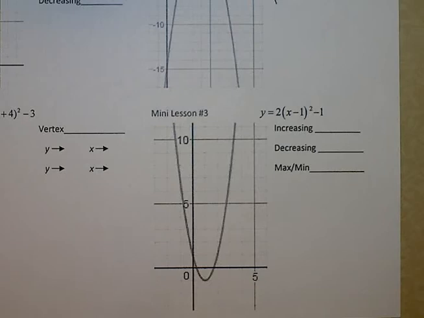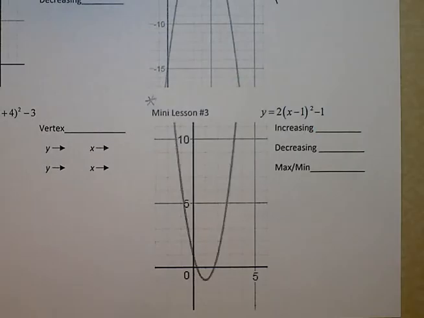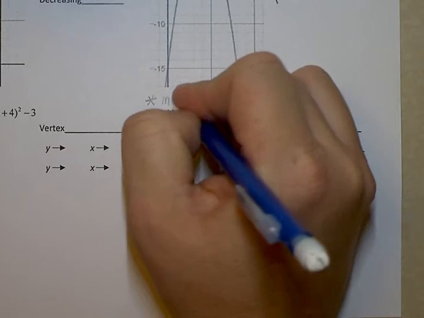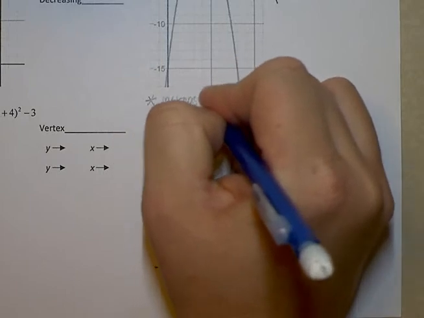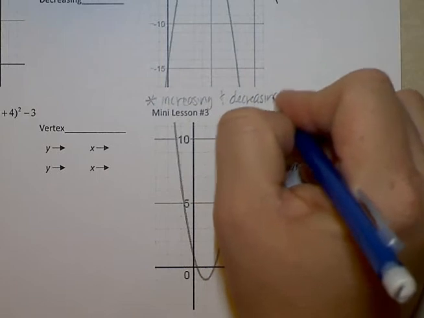Okay, today is a continuation of yesterday's lesson, which was identifying key features of a parabola. Mini lesson number 3. Above this, please write down mini lesson number 3. The learning objective is to identify increasing and decreasing intervals.